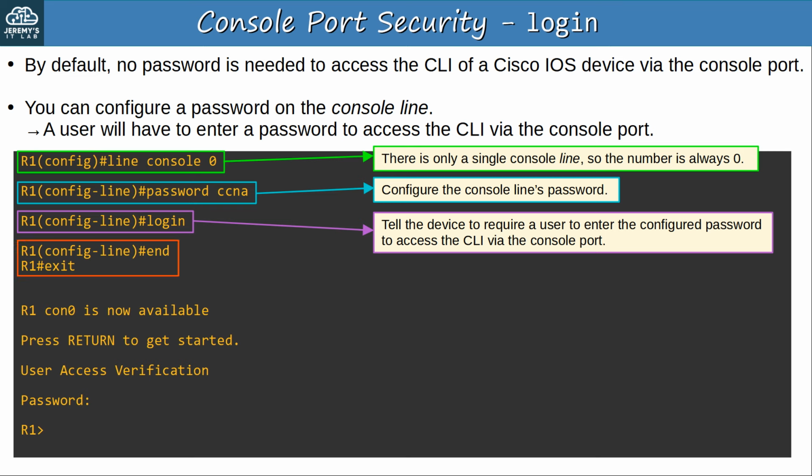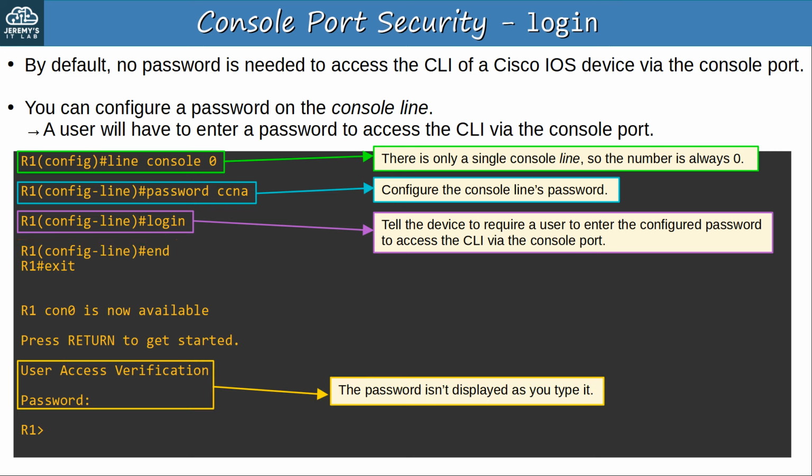To demonstrate, I used end and exit to terminate the console connection. Then I pressed enter to connect again, and I was asked for a password. I entered the password of CCNA, and I was able to connect. Note that the password isn't displayed as you type it, so the password can't be seen by anyone nearby.